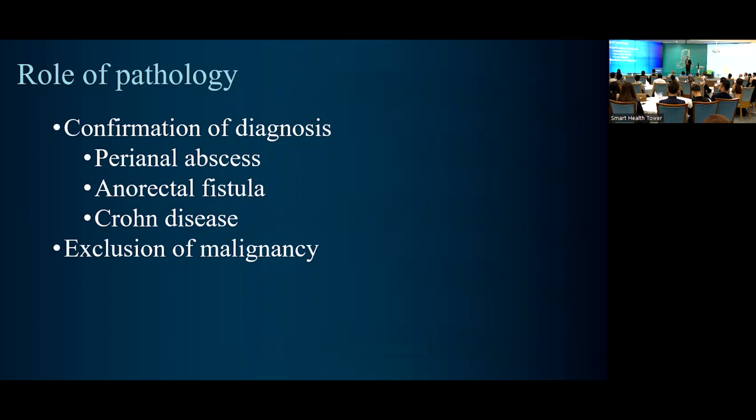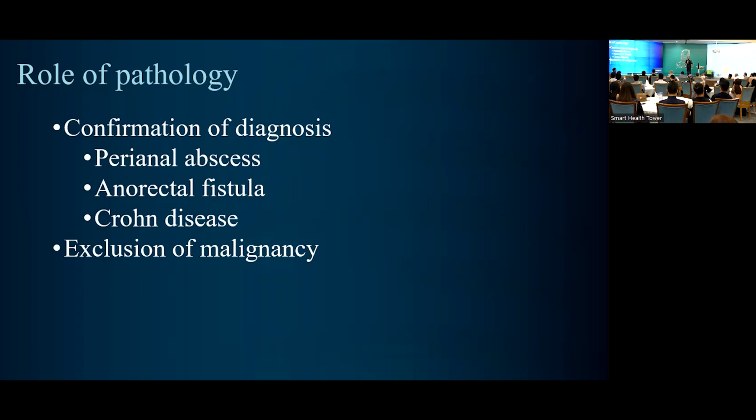So what's the role of pathology? Should we even examine these specimens? First of all, as Dr. Hemon mentioned, we have a lot of differential diagnoses, and pathology can help to distinguish among these. Most of these actually differ clinically. So a perianal abscess will not have the draining tract unless it's a secondary development. An anorectal fistula is usually not located at the top of the natal cleft. It's located closer to the anal canal, or the anal opening. And we'll get to Crohn's disease in a minute.